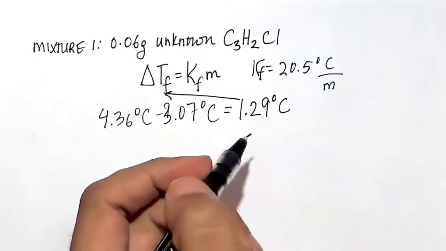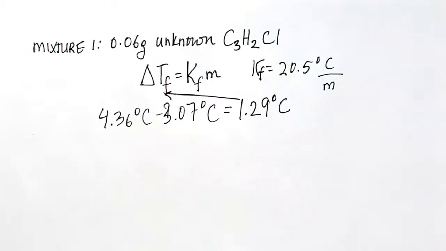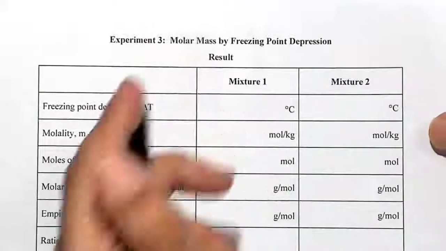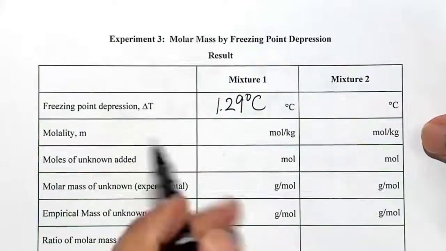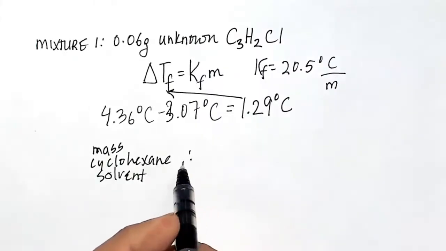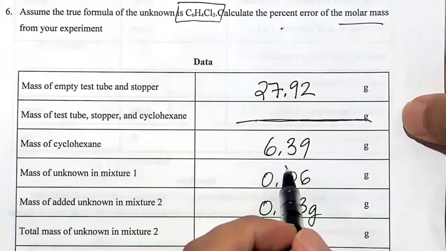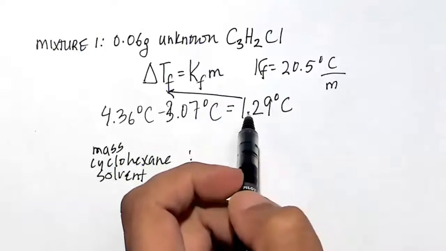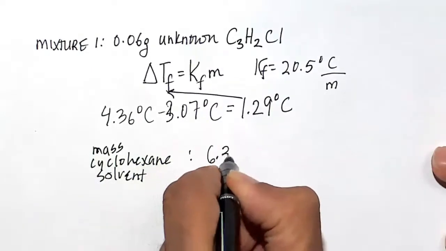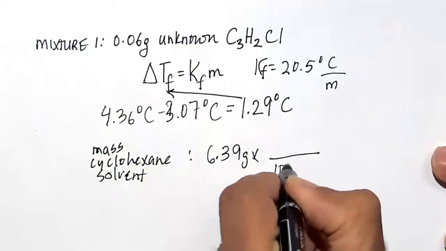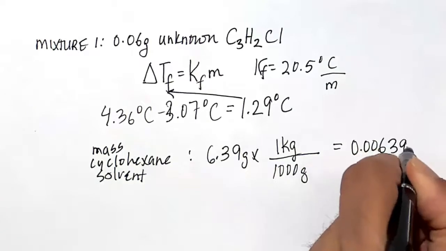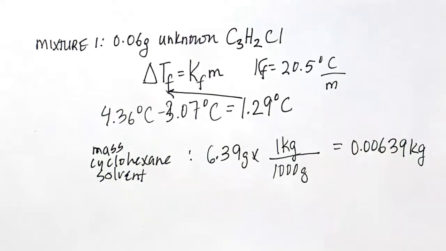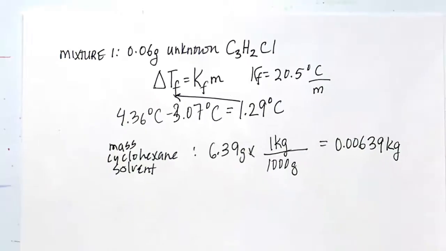We already have our first data table to look at here. The freezing point depression is 1.29 degrees C, so that's something we can put right here. Let's go now to the moles of the unknown added. The mass of the cyclohexane solvent that we weighed out was 6.39 grams. Let's convert that to kilograms, because again it's moles of solute over kilogram of solvent. There are 1,000 grams in 1 kilogram, so the decimal place moves 3 over, and we get 0.00639 kilograms of our solvent, which is cyclohexane.